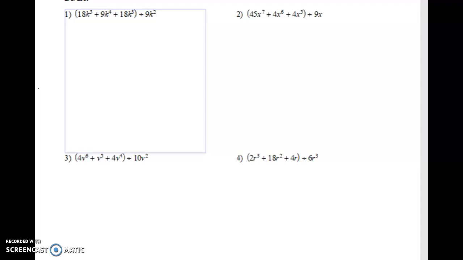Okay, this is going to be our last unit on polynomials. Now we're dividing. You'll notice we're dividing a polynomial by a monomial. And that's all we're going to do in this unit. In Algebra 2, you'll get more into dividing polynomials by binomials. But this is all we're going to do.